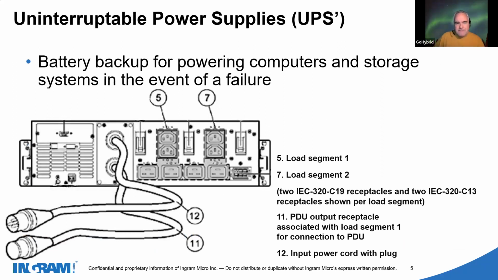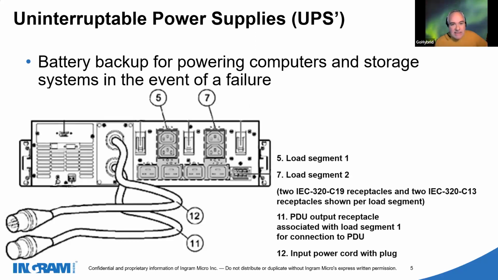Uninterruptible power supplies are essentially old style car batteries in a box. They used to be lead acid batteries, just like car batteries used to be. A lot of them now are starting to switch over to lithium-ion batteries, the same types that you have in most notebook computers.